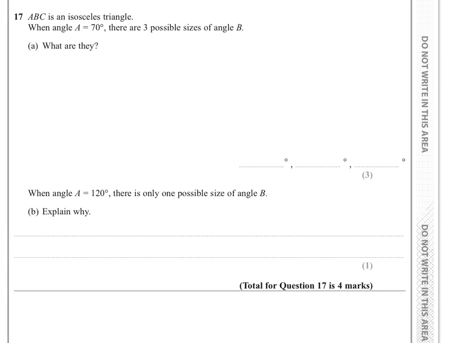Question 17. It says ABC is an isosceles triangle. So we'll just label A, B and C here for now, and we'll put these dashes on the lengths to represent that they are the same length. It says when angle A is 70, so we'll put that in here. There are 3 possible sizes of angle for B. Now we've got to work out what they are.